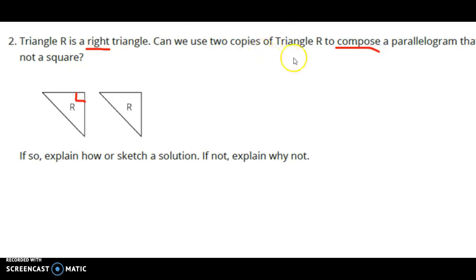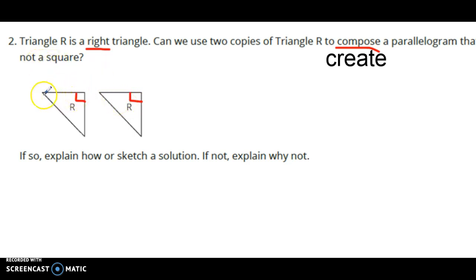Compose means to create a parallelogram that is not square. If so, explain or sketch a solution. If not, explain why not. So what I want to do is think to myself, if I have a copy of R, which I have right here, two R's, when I put them together, is the parallelogram going to be square?